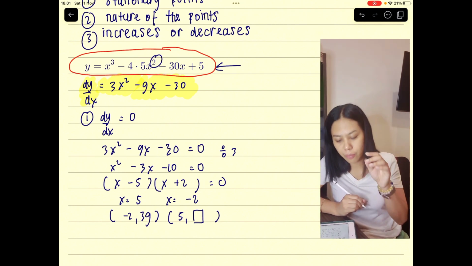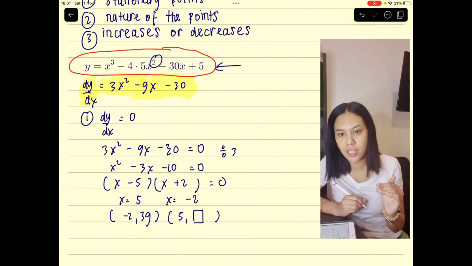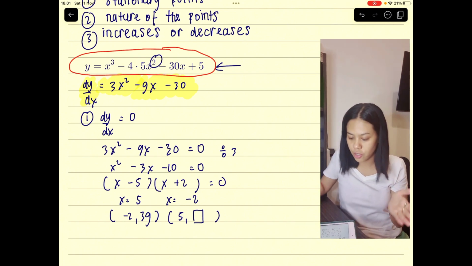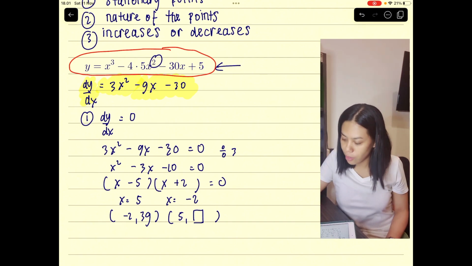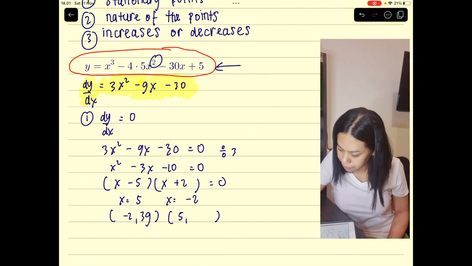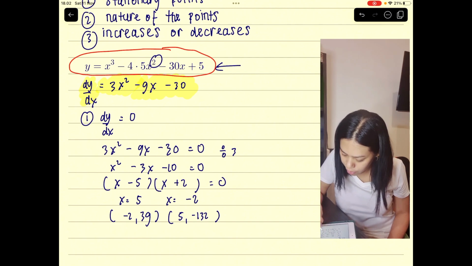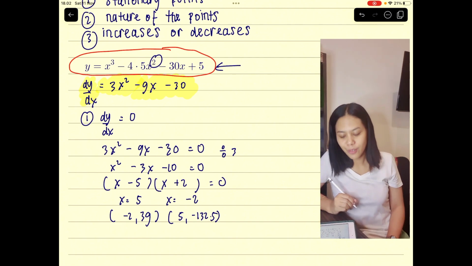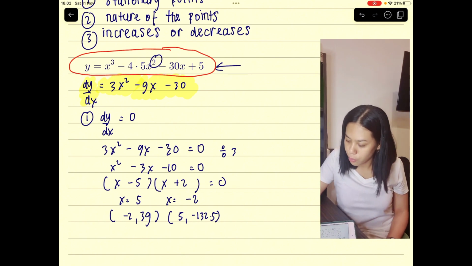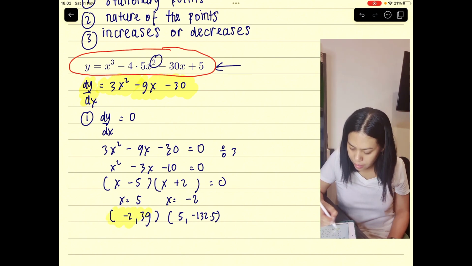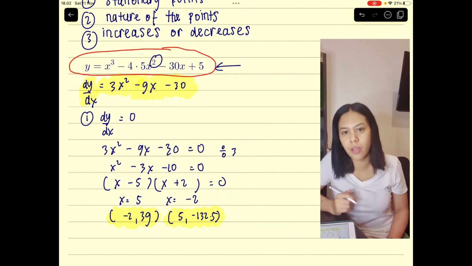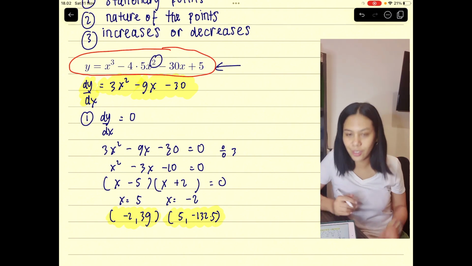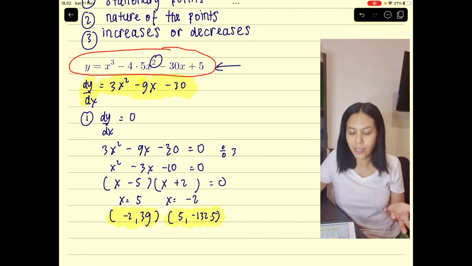And then the 5, I'm going to input also into x cubed minus 4.5x squared minus 30x plus 5. And I will have -132.5. Okay, so I already have the stationary points. These two here are the stationary points of that function. So done, we got the stationary points.